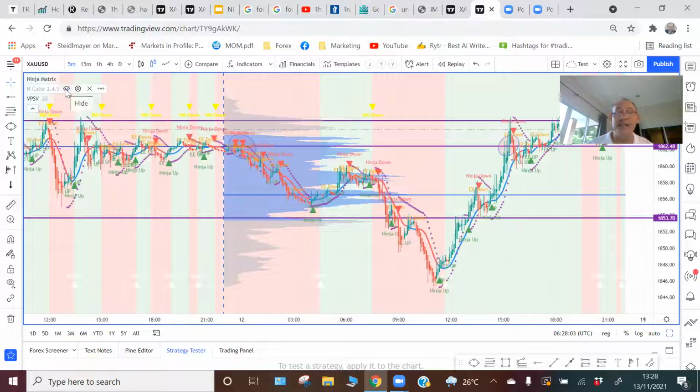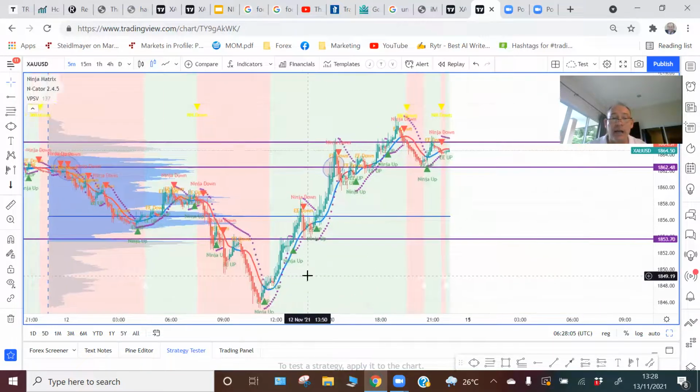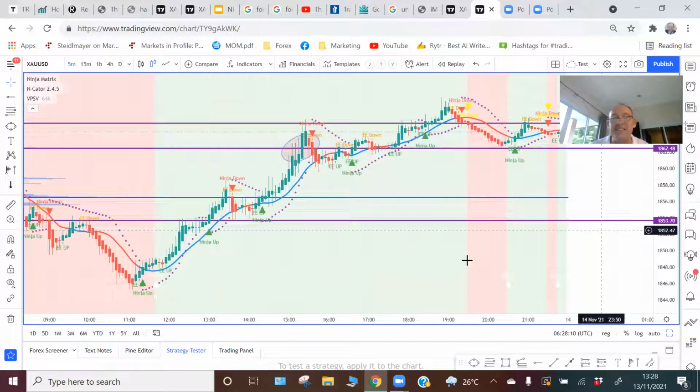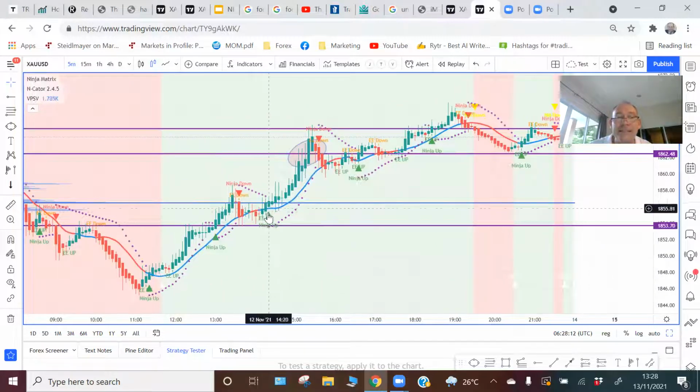We switch on the Ninjacator, and guess what? It says, ladies and gentlemen, rather than say buy, because we're not allowed to say these things, it's telling you we believe, based on everything, the price is going to go up to that line. And I actually went further to this other value area line. So if that was you, to summarize: three lines using the volume profile, the matrix, and the Ninjacator.